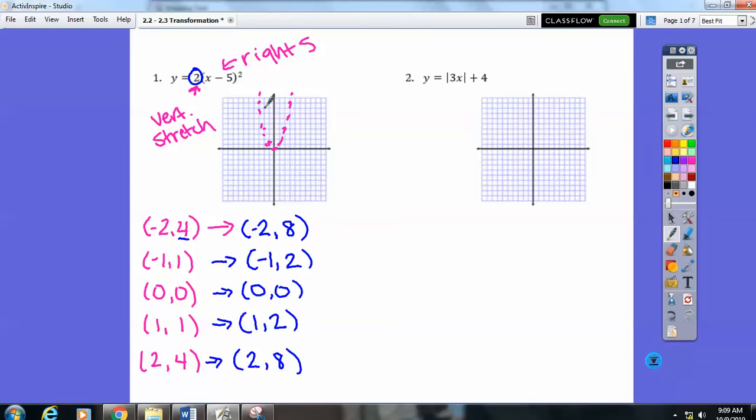So negative 2, 8, negative 1, 2, 0, 0, 1, 2, and 2, 8. And then sketch your parabola. Questions on that? Oh yeah, I'm not done.